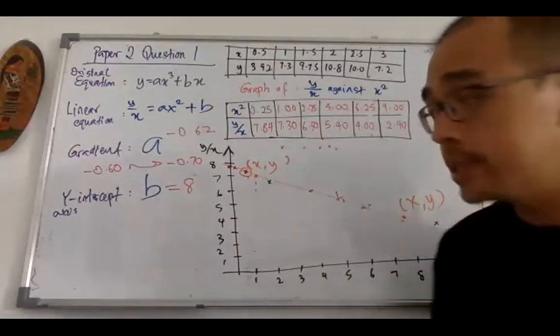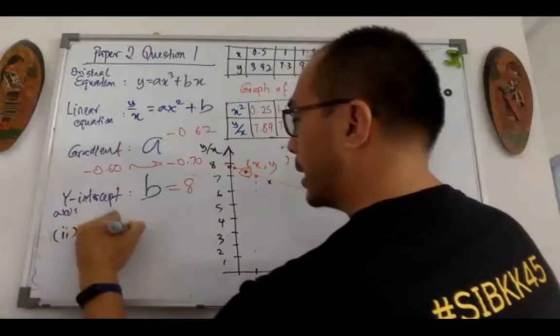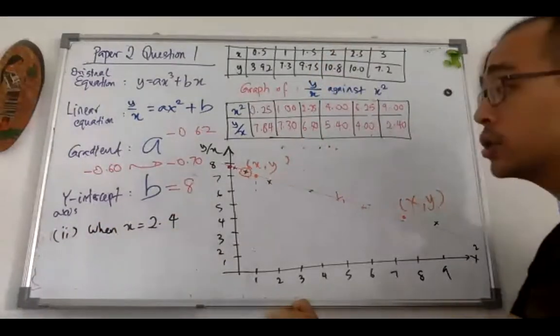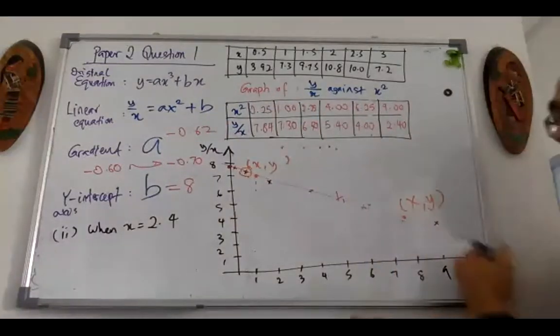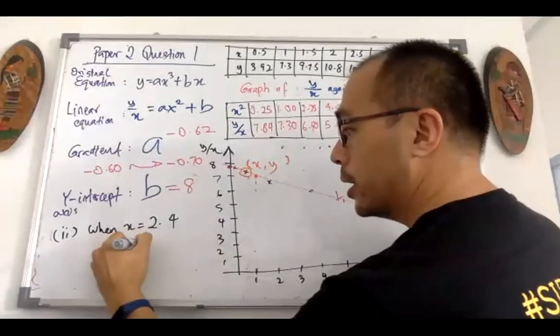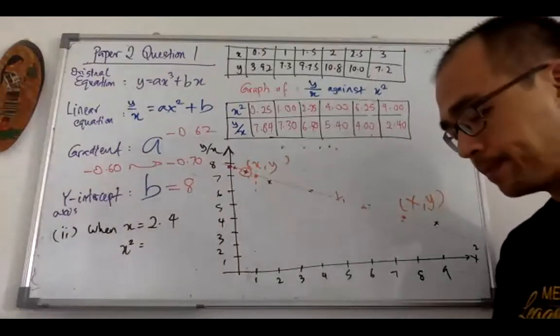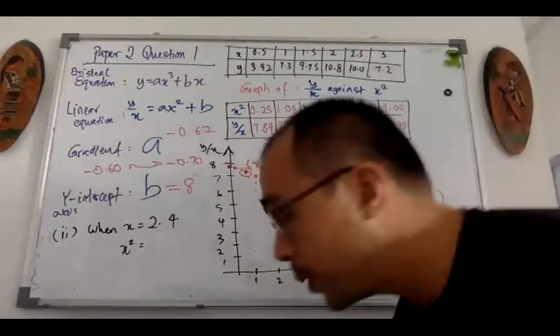So what you do for the second one is, when x equals 2.4, kita mau cari nilai y. So I need to change this x so that it looks like our graph. So we're going to use x squared. x squared is 2.4 squared. How much is 2.4 squared? 2.4 squared is 5.76.